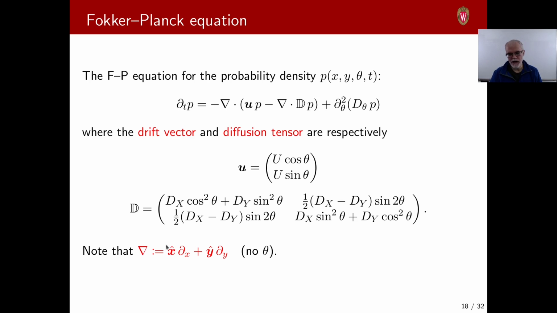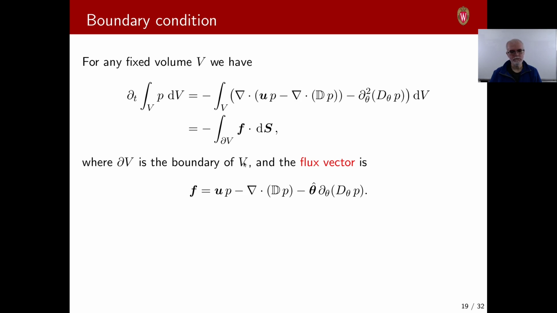Note, by the way, that when I write grad here, it's merely the spatial direction. So there is no drift in the theta direction. We could put it in. That corresponds to a swimmer which has a bias and which tends to rotate in a particular direction. We just chose not to put that in, but adding a drift in the theta direction doesn't complicate the theory very much.